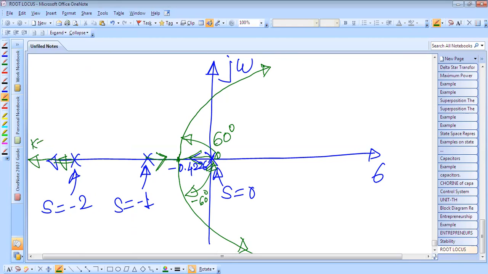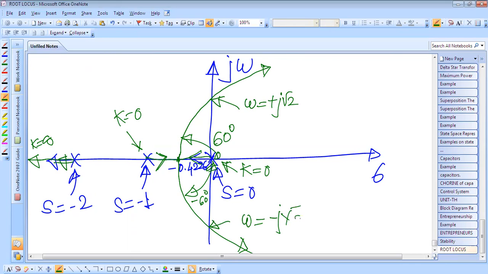So here K equal to infinity. Here the value of K is equal to 0. The value of K is also equal to 0. And this point crosses the imaginary axis where the frequency is equal to plus j root 2. Here the frequency is equal to minus j root 2. And what is the value of K here? K is equal to 6. So this is the root locus plot for the given example.